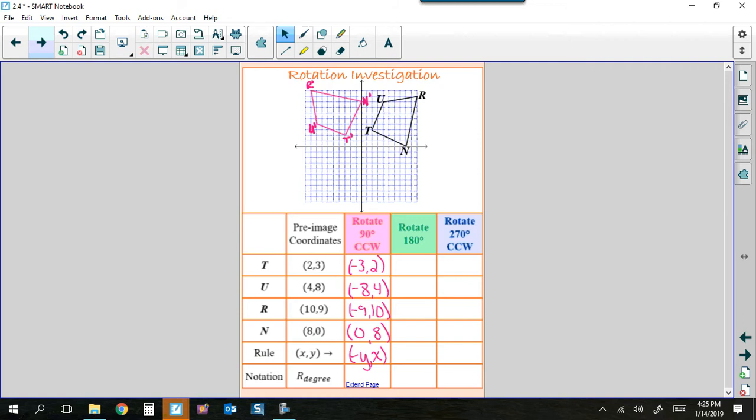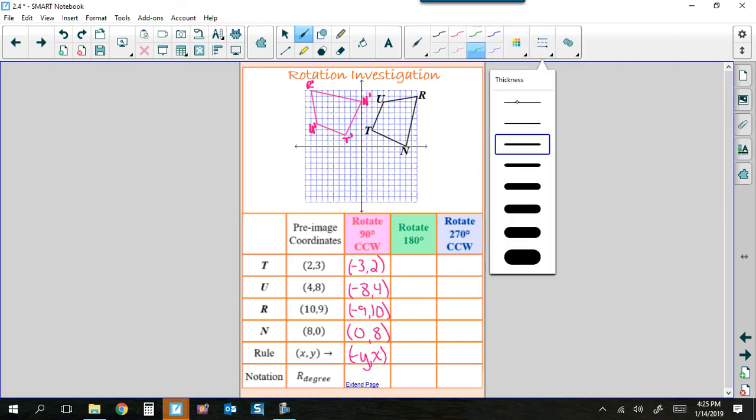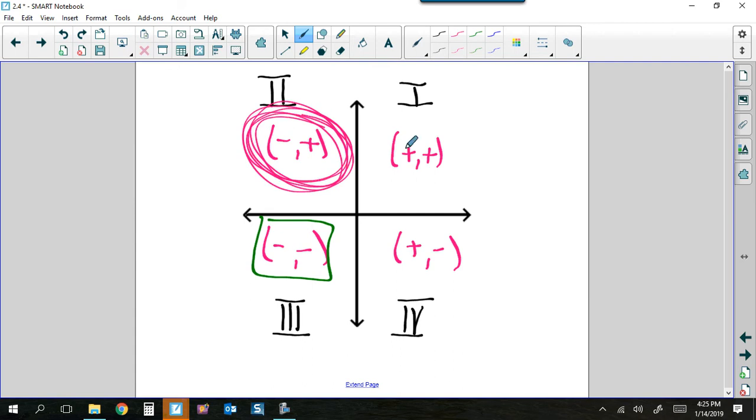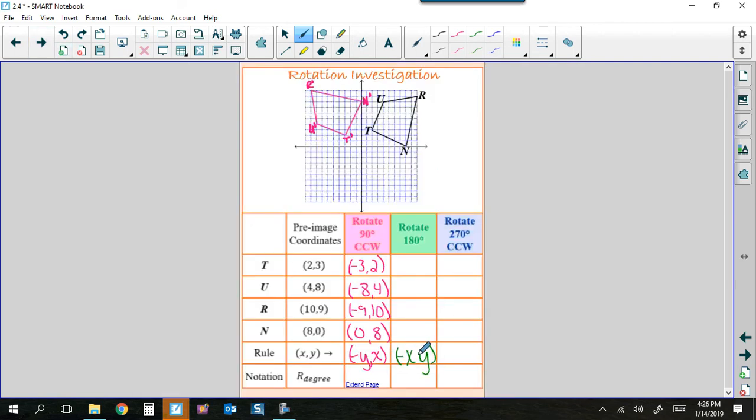So I know my rule is XY, then YX. This is going to go back to XY. And then your signs, again, for going 90 degrees twice, are going to be negative, negative. So this is going to be a negative, negative rule.